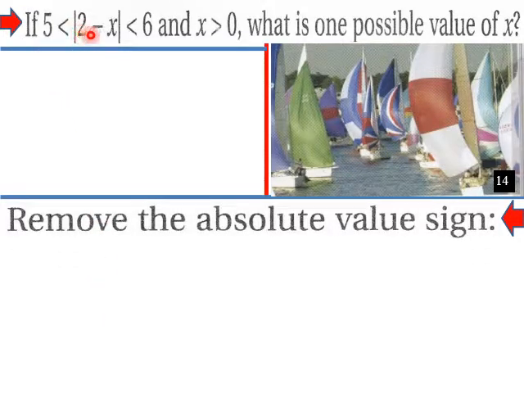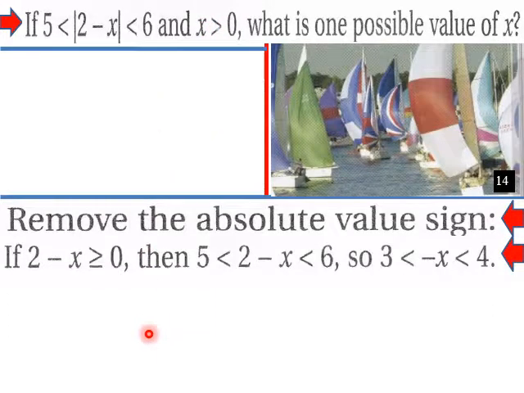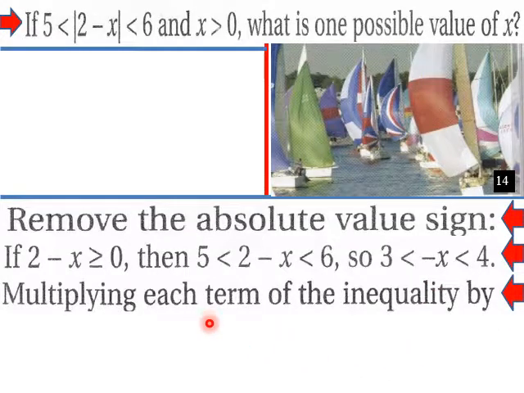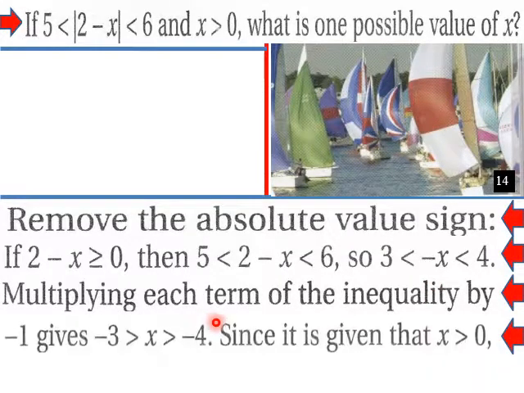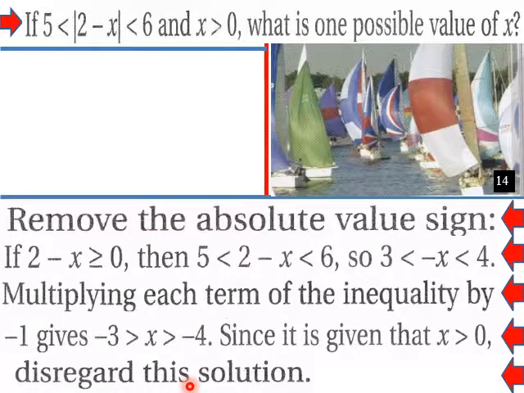If 5 is less than |2 minus x| which is less than 6, and x is greater than 0, what is the possible value of x? Remove the absolute value sign. If 2 minus x is greater than 0, and 5 is less than 2 minus x less than 6, so 3 is less than negative x, and negative x is less than 4. Multiplying each term of the inequality by negative 1 will change the direction of the sign. Since it is given that x is greater than 0, disregard this solution.